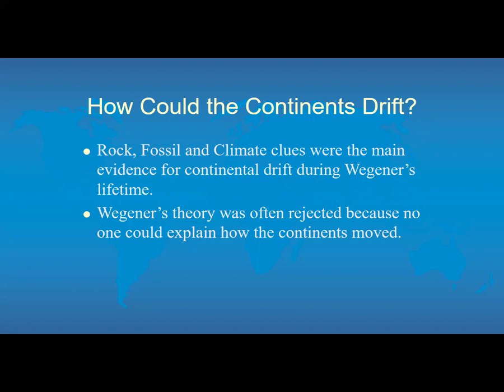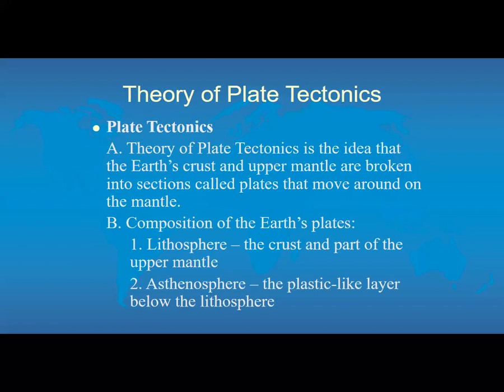So while he got a lot right, and we also can measure it today using satellite technology and stuff like that, we do know that he was correct in the fact that the continents are in motion. But the problem is that he could not explain how. He did not know what was going on inside the Earth to drive that plate motion. So this brings us to our modern theory today. We call it not continental drift, but plate tectonics.